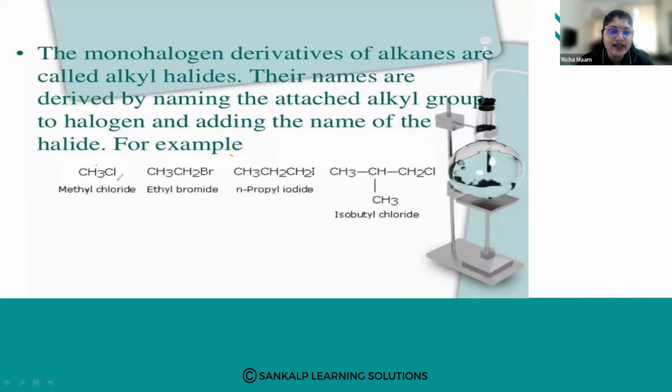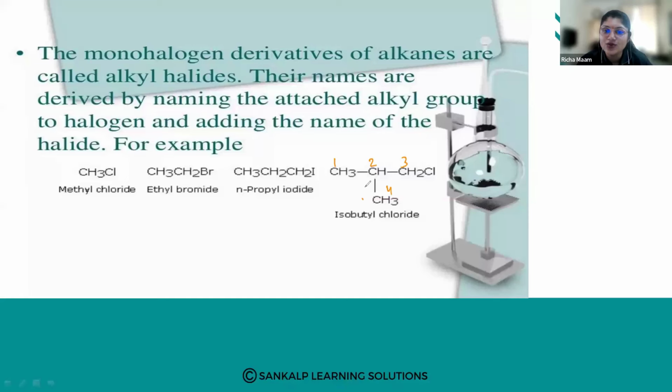So based upon the alkyl groups, the name is derived. Here CH3Cl is methyl chloride. Now CH3CH2 is an ethyl group and this is bromine, so it is ethyl bromide. Now CH3CH2CH2, when n is 3 and one of the hydrogens is removed, is propyl iodide. All this you have studied in first year, for hydrocarbons, how the naming is given. Now here, the number of carbon atoms is 1, 2, 3, and 4 carbon atoms are there.